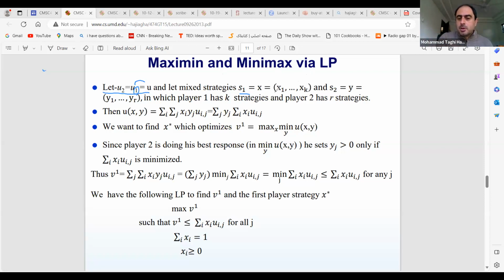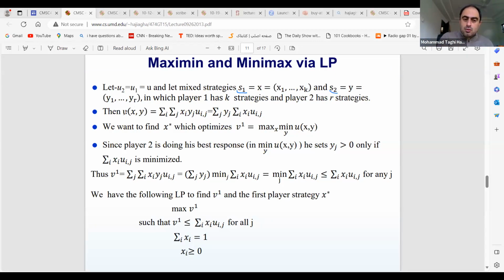So X is essentially the probability distribution, X1 to XK. K is the number of actions of agent 1. Similarly, assume S2 equal to Y equal to Y1 to YR, and R is the number of strategies of the second player. Good. So this is the definition. This is the first probability distribution. This is the second one.